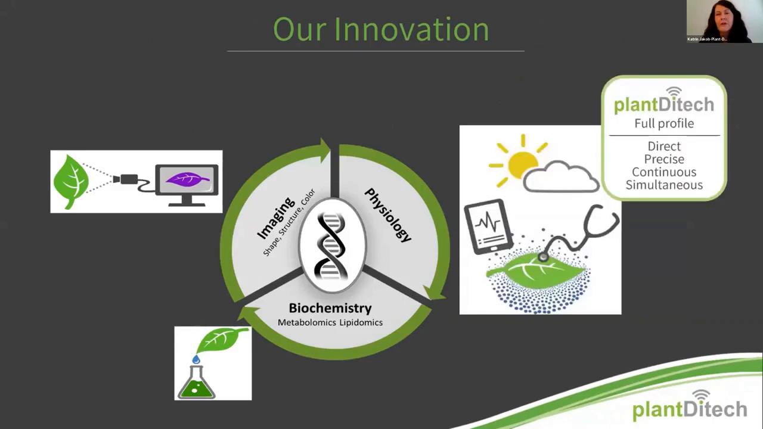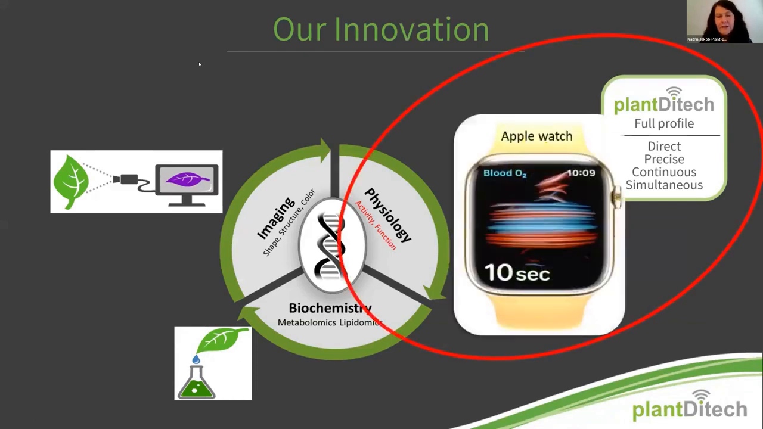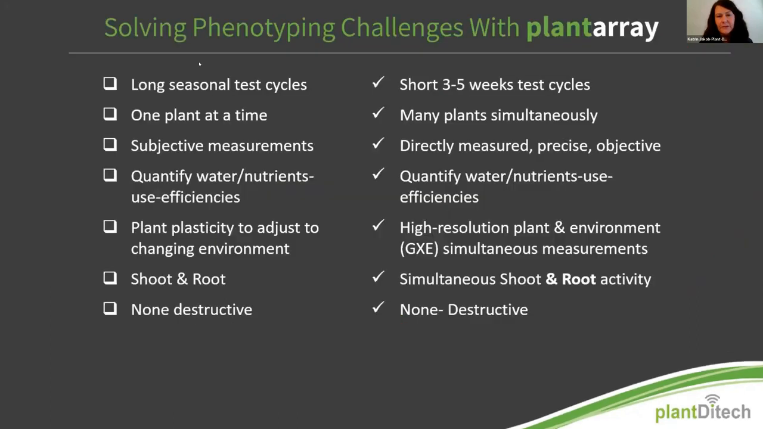In summary, our innovation: we measure directly, we measure precisely, we measure constantly and simultaneously. We have quantitative parameters, so you can really get deep insights in how the plant behaves. And we consider ourselves comparable to an Apple Watch. If you go to a doctor and measure your blood pressure 3 times a year, you do not really get any information. But if you measure constantly, you really have insights on how you are doing, in our case, how the plant is doing.